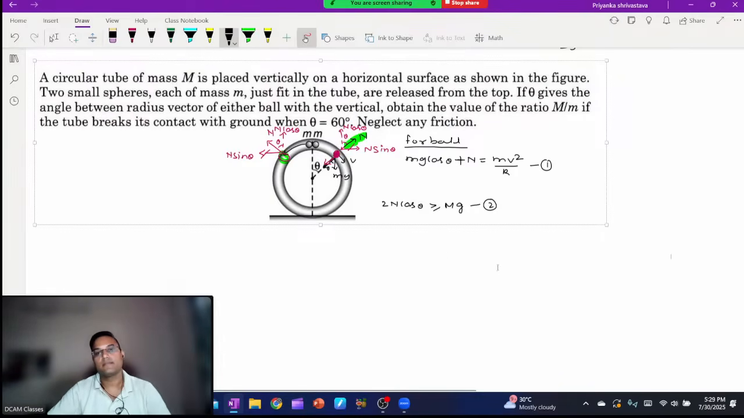Yes, so the answer comes as capital M by small m equals half. Yes, the answer is coming now. But let me explain why I thought of this.